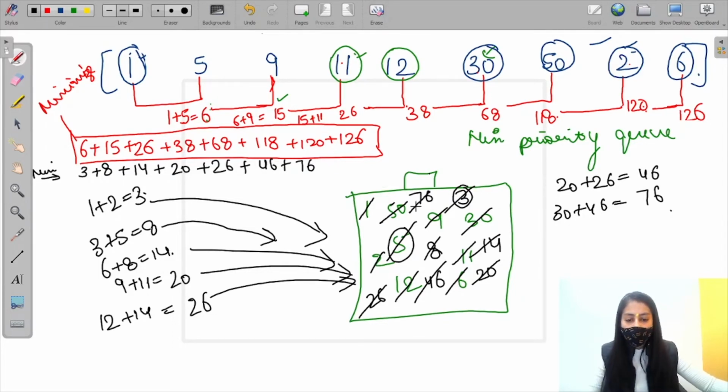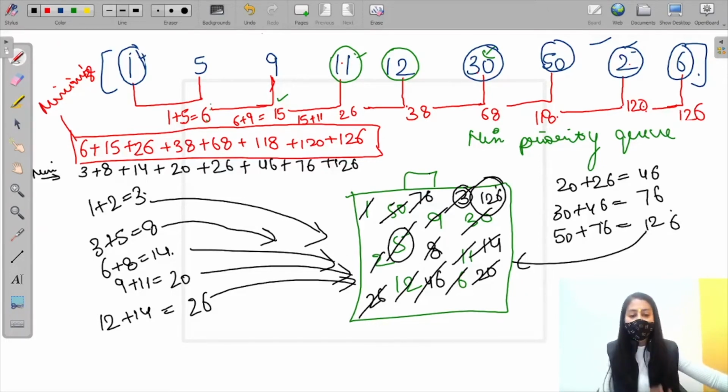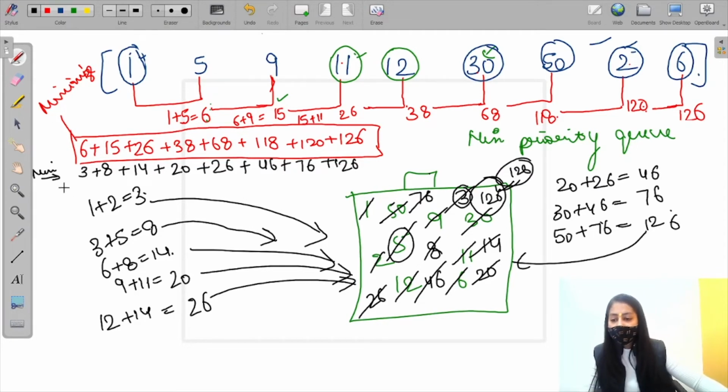Now the minimum two are 50 and 76. So combine 50 and 76. You have to pay a cost of 126. Add this to your total cost and push it back to the combined stick. Now you have combined all the sticks into one single stick of length 126, right? And this cost will be the minimum cost, right?